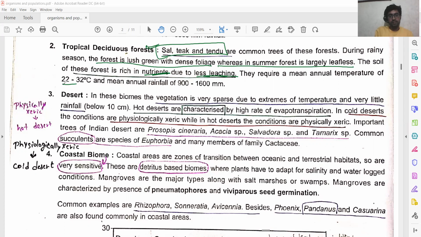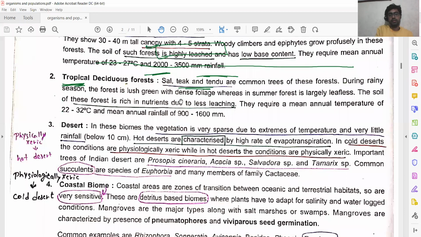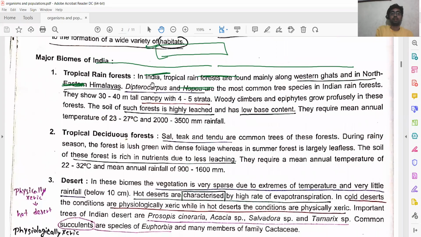Now mean average temperature is 22 to 32 and rainfall is 900 to 1600. Look at the difference, 900 to 1600 and just 2000 to 3500. Even the maximum rainfall of tropical deciduous forest is lower than tropical rainforest rainfall.